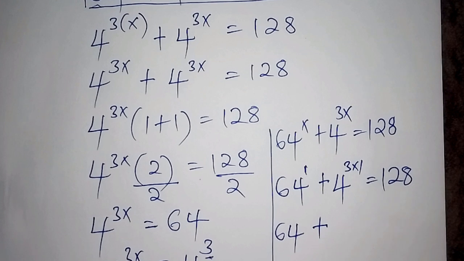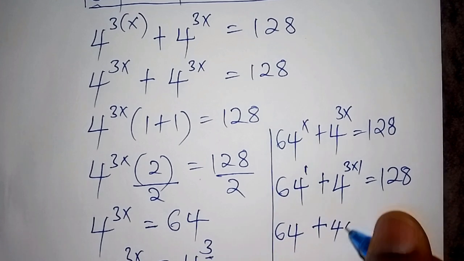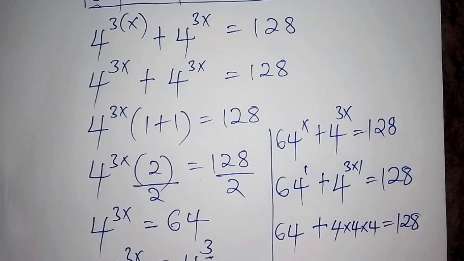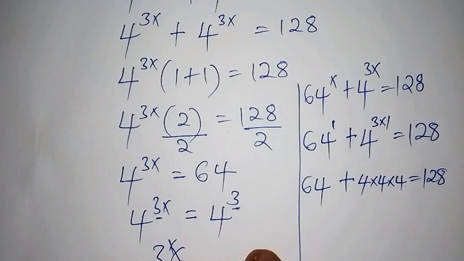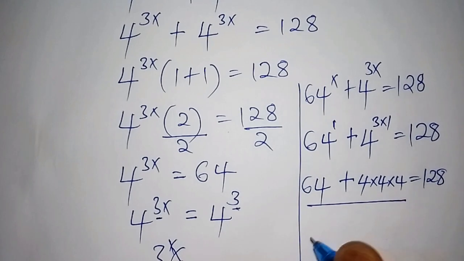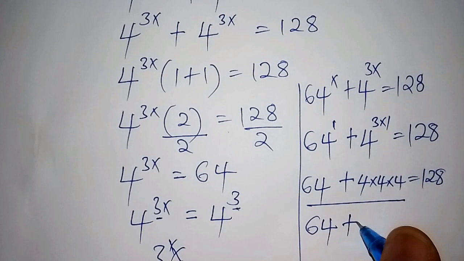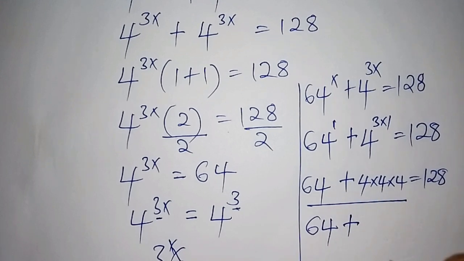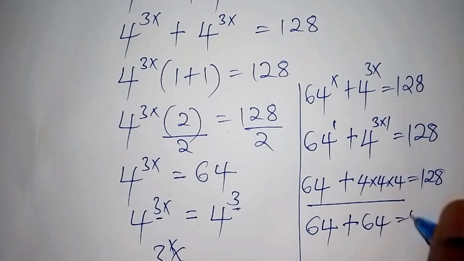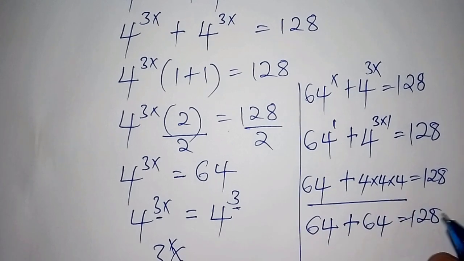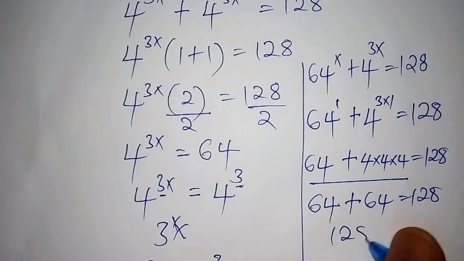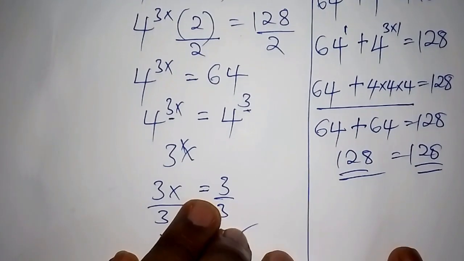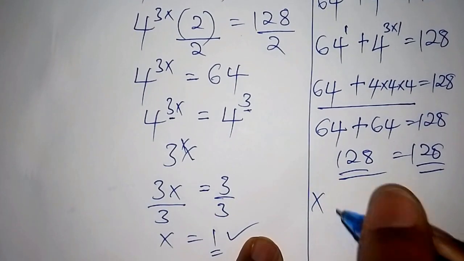So 4 to the power of 3 means we shall have 4 multiplied by 4 multiplied by 4 again. Let's check if this value equals 128. We shall have 64 plus 4 times 4 is 16. Then 16 times 4 is 64. So 64 plus 64 gives us 128, which is equivalent to 128. So we can confirm our answer.